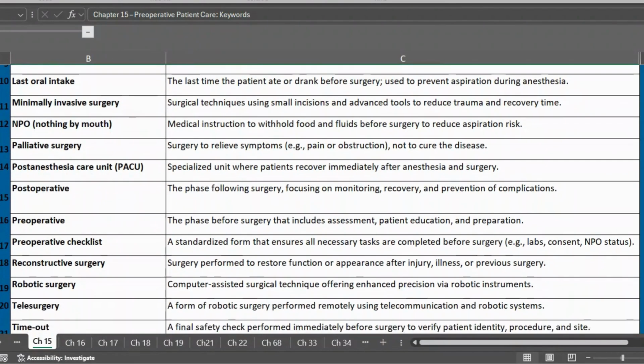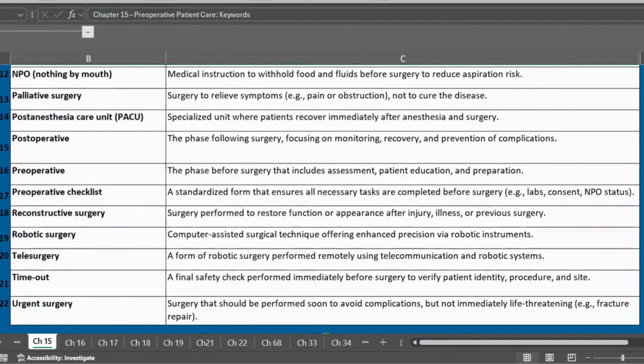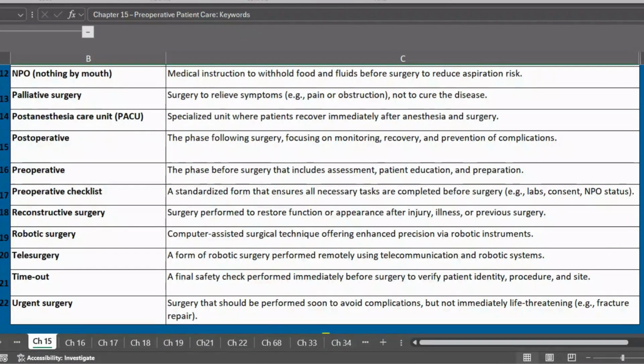Palliative surgery is a surgery to relieve symptoms, for example pain or obstruction, not to cure the disease. So it relieves symptoms but does not cure the disease. Example, tumor debulking to reduce pain or pressure.